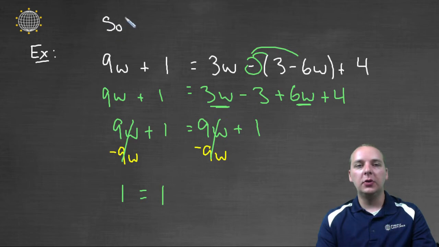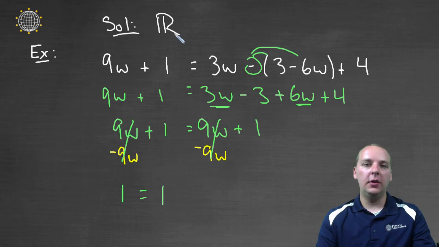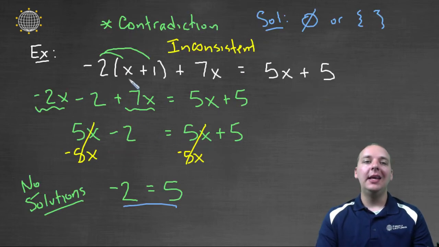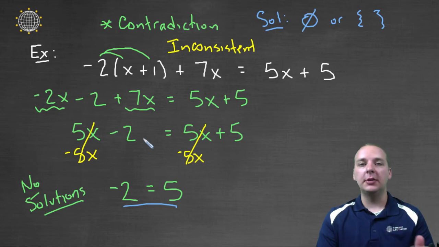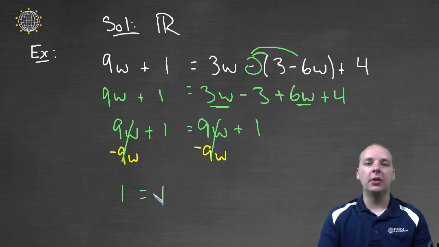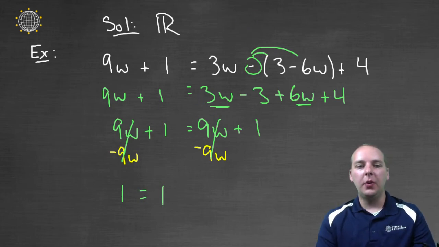So as far as your solution goes, you can say all real numbers, right? That means in English, this is a symbol that means all real values, and it has infinitely many solutions. Any value of w would make this equation be true, where in the previous example, any value of x you could possibly choose would not make this equation be true. So there's a word for this type of equation, like contradiction on the last page. This type of equation is called an identity.